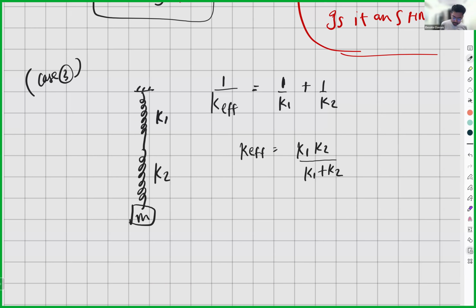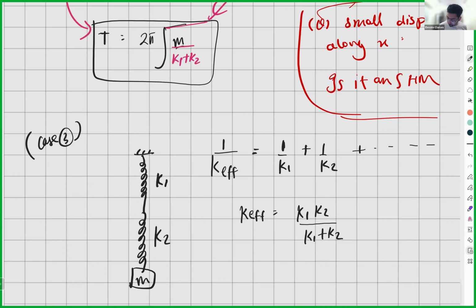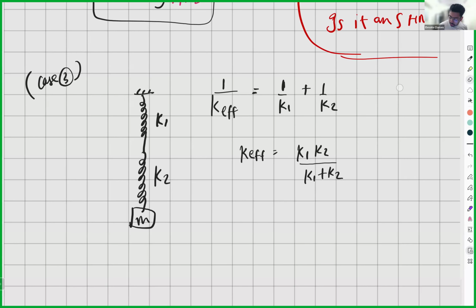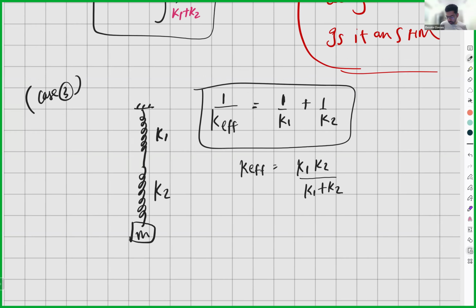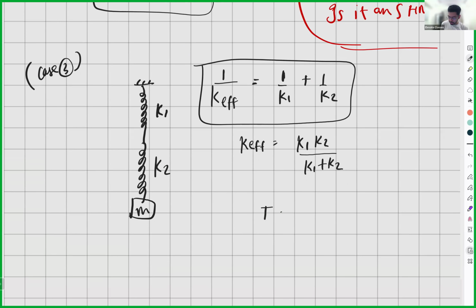But you can have three springs also. So you can then remember this formula as a series, like a mathematical series. Okay. So you can have another term 1 by K3, 1 by K4, and so on. So this is the equivalent k. So similarly, the time period will change: 2 pi under root m by k, which is k1, k2 divided by k1 plus k2.